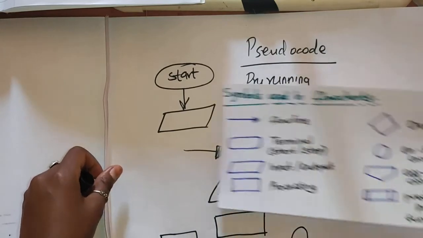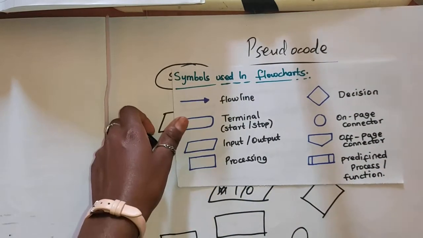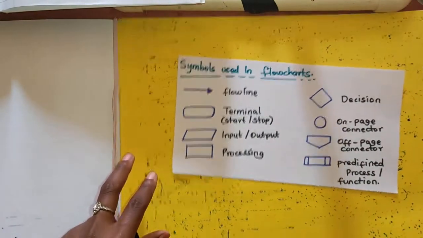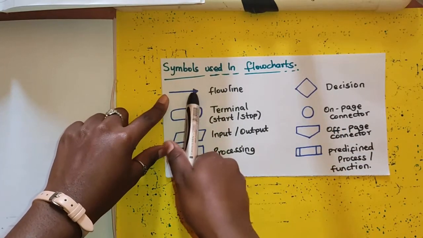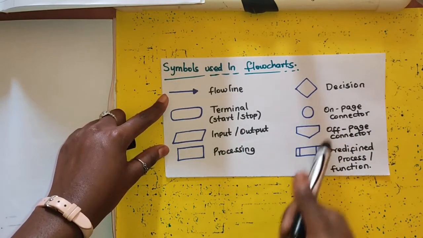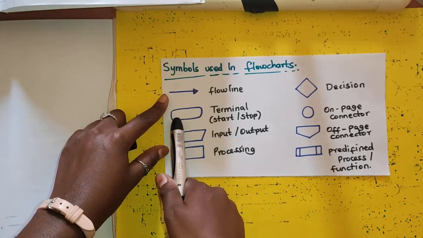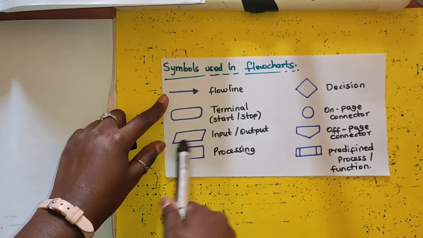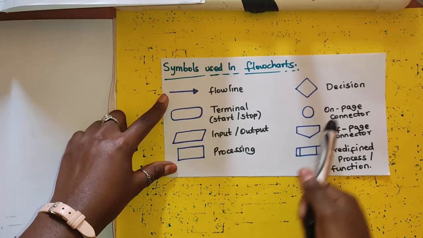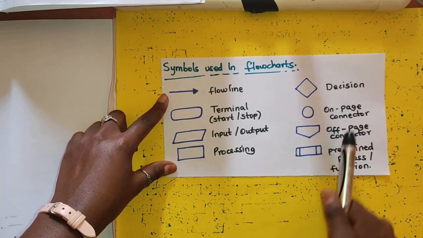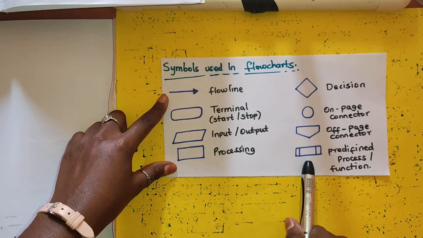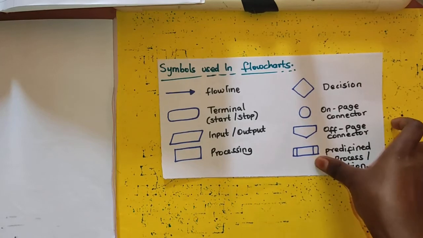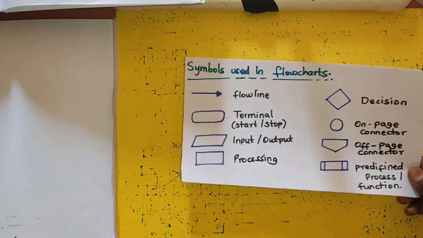So this is just the symbols, the shapes we use. Let me just do this so that you won't be looking at a lot of things. So we have the flow line. We're going to do an example with all of this or some of this included. A flow line. We have terminals, that's the start and stop. We have the input and output. We have the processing, decision, on-page connector, off-page connector, and the predefined process or function. Those are some of the symbols we use when working with flowcharts.